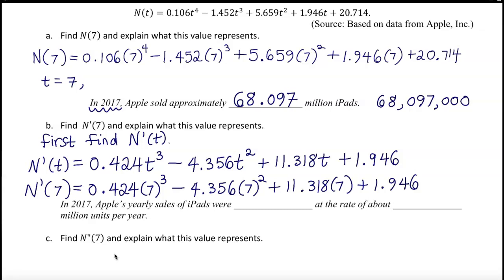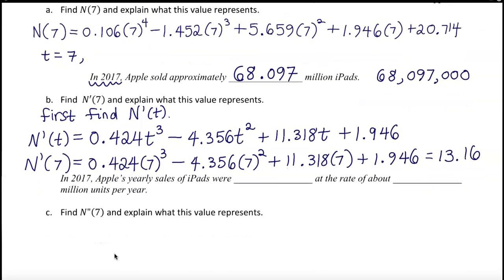When I plug this in, guys, I got 13.16. What does that mean? In 2017, Apple's yearly sales of iPads were increasing, at the rate of about 13.16 million units per year.